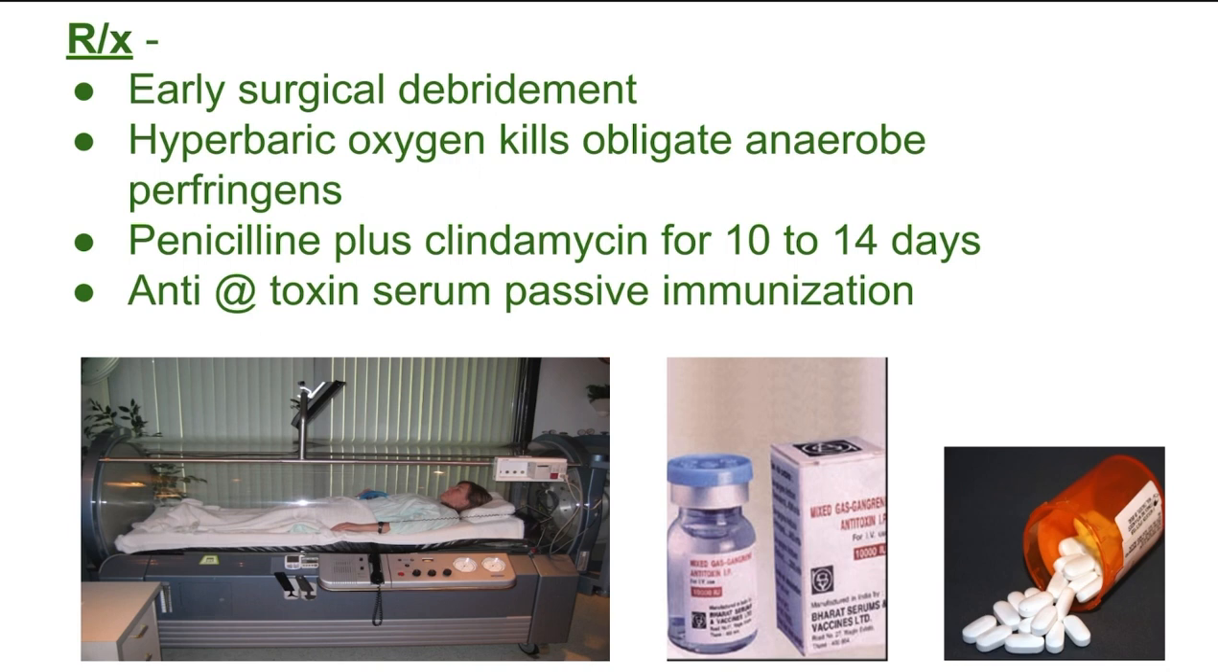Treatment: early surgical debridement. Hyperbaric oxygen kills the obligate anaerobe perfringens, because obligate anaerobes cannot grow in oxygenic conditions. Penicillin plus clindamycin is given for 10 to 14 days, and anti-alpha toxin serum can be given as passive immunization.